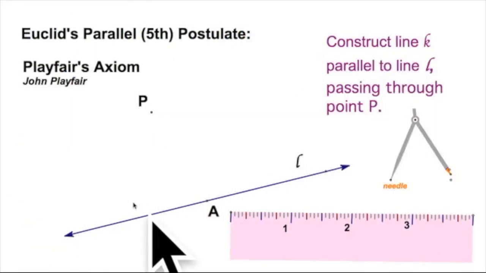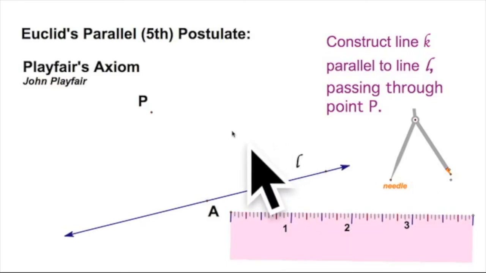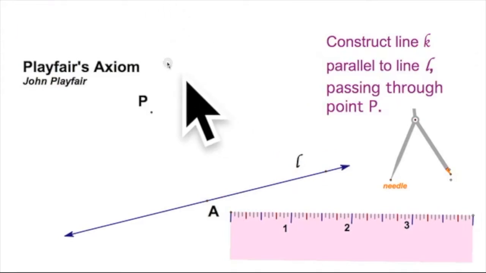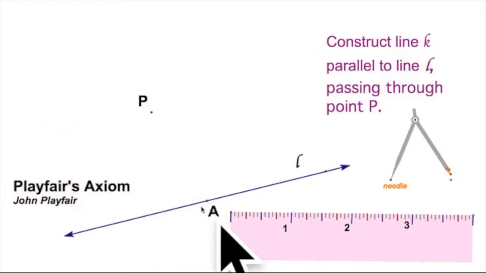Well, here's an important construction. So yes, we're using a compass and a straight edge, and we're going to construct a parallel line. Now, this is really important. This is what makes Euclidean geometry Euclidean. Again, this may be Euclid's fifth parallel postulate, but the way we say it is really John Playfair's axiom. You'll get more about that in class.